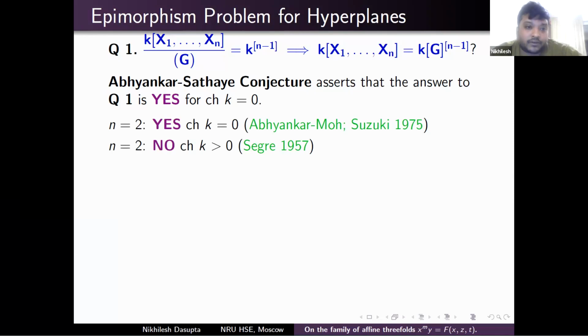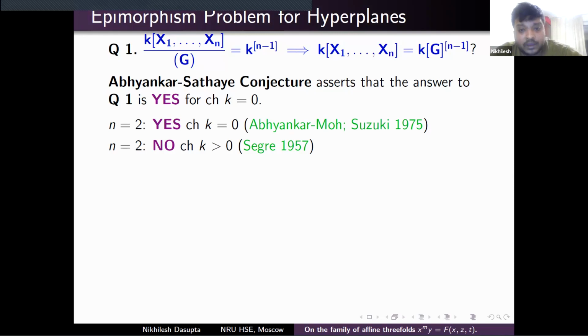For characteristic 0, the n equal to 2 case was proved in the affirmative by Abhyankar–Moh and Suzuki, both in 1975. Again, these are independent works. There is a work on expansion techniques by Abhyankar and Moh. From the Newton–Puiseux expansions, they proved this result for n equal to 2, and Suzuki used geometric techniques.